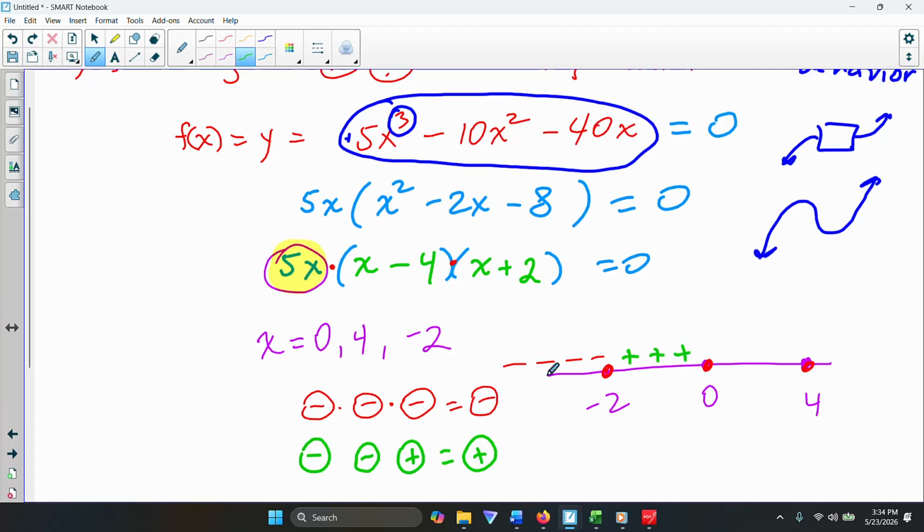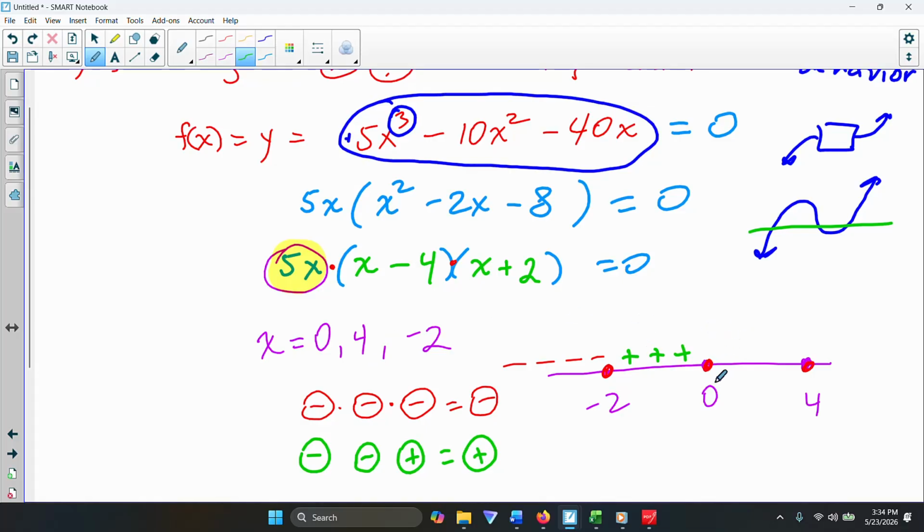Wait, negative times negative times positive gives a positive number. And so in this interval, this is plus. Again, all I'm doing is creating a sign chart which conveys the behavior of the graph in terms of whether it is above or below the x-axis. It kind of looks like here it's below the x-axis, here it's above the x-axis, and I'm thinking the next one is going to be negative, and you'll see in a second whether it is or not.